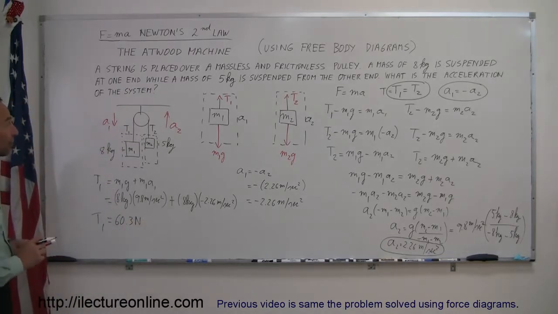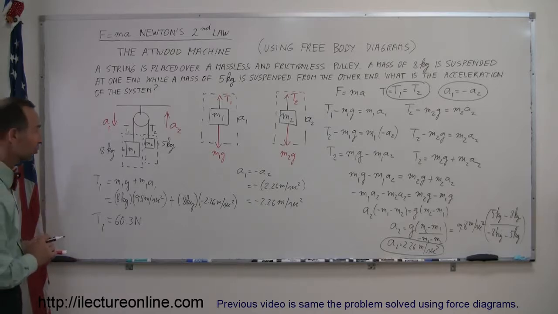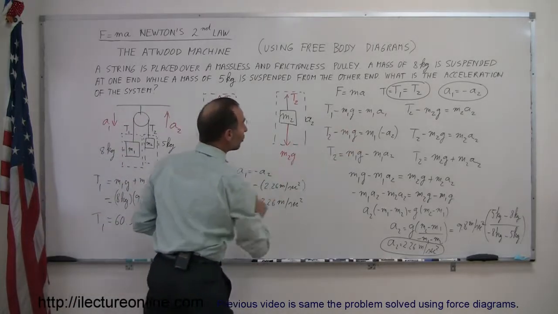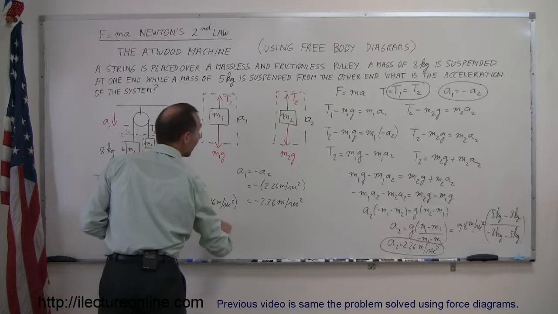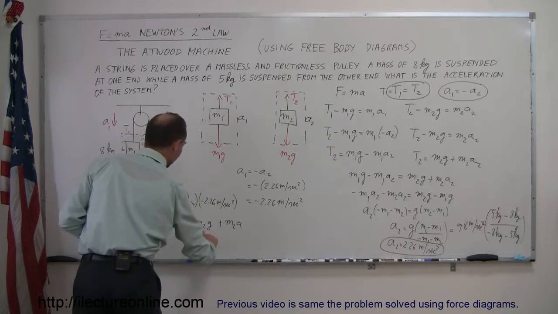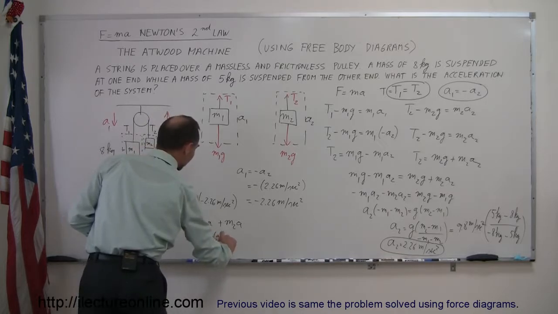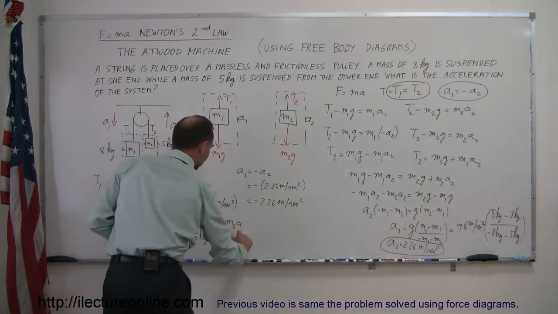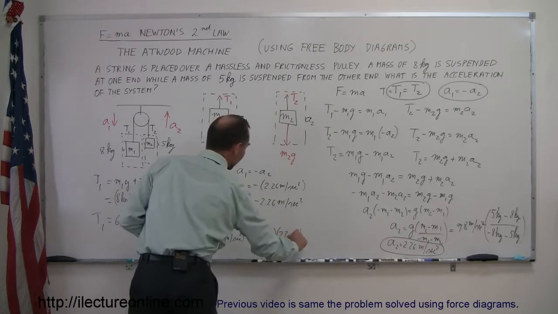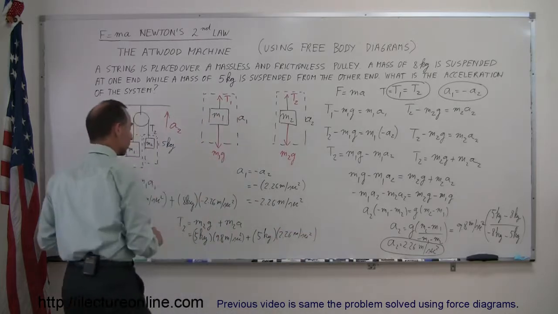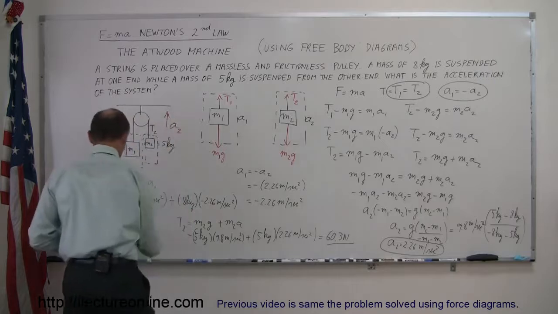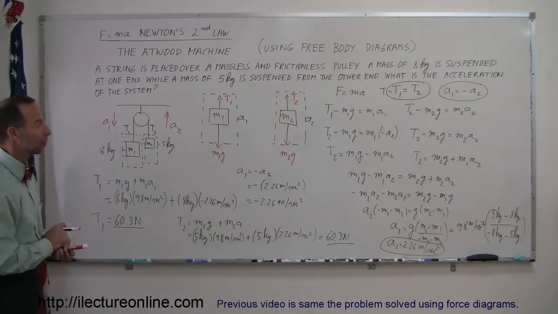And then you can do exactly the same for tension 2, and you will get the same answer. So let's try that. Tension 2 is equal to, when we move the M2G to the other side, a positive M2G plus M2A. When we plug in the numbers, M2 is 5 kilograms times 9.8 meters per second squared, plus 5 kilograms times 2.26 meters per second squared. And if you multiply that with a calculator, you will also get 60.3 newtons, again showing that the tensions are the same on both sides.